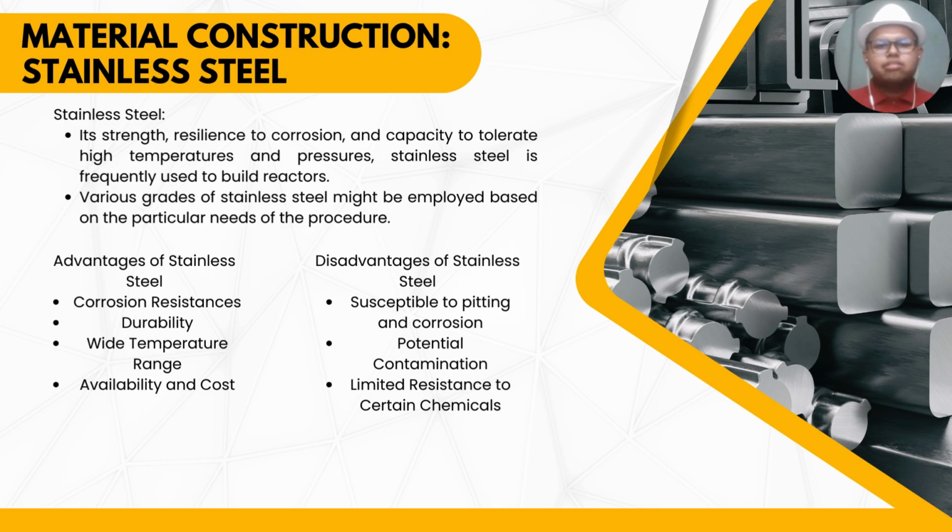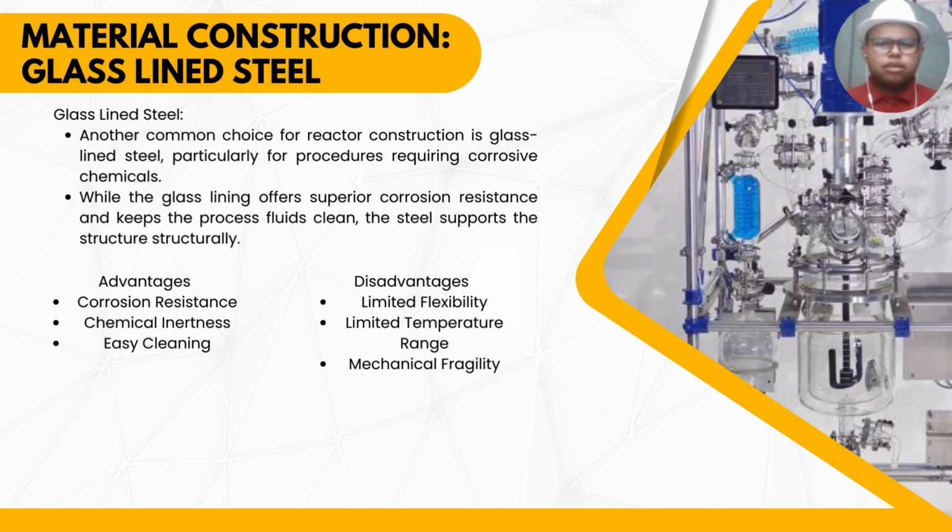First is stainless steel, which is the typical material of construction used for reactors. It can withstand high pressure and temperature and can withstand corrosion. But the drawbacks are that it may contaminate the reactant or product and is only limited to certain chemicals.